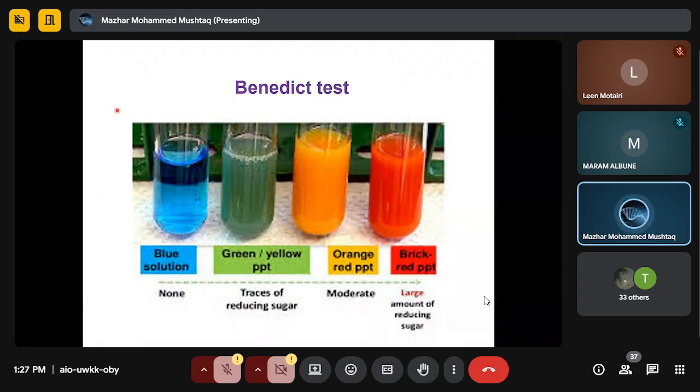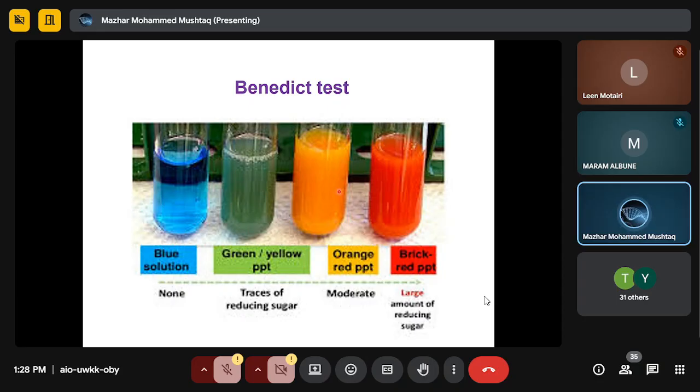This is an example of a Benedict's test. You see here different colors are formed. If the color of the urine after adding the chemicals stays blue, that means there is no glucose present. If the precipitate is green or yellow, that indicates the presence of some reducing sugar. An orange, red, or brick red precipitate indicates a large amount of reducing sugars.